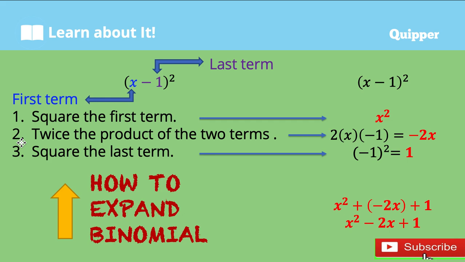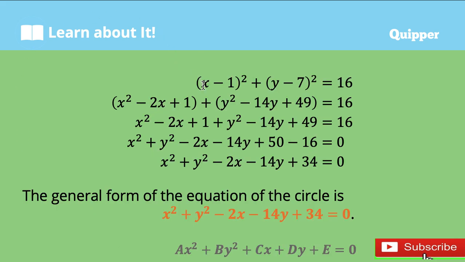Okay, go back to our equation. This is the expansion. And for y minus 7 squared, the expansion is y squared minus 14y plus 49. Again, just follow the steps that I gave you a while ago. Is equal to 16. Then take away the parentheses. We have x squared minus 2x plus 1 plus y squared minus 14y plus 49 is equal to 16.